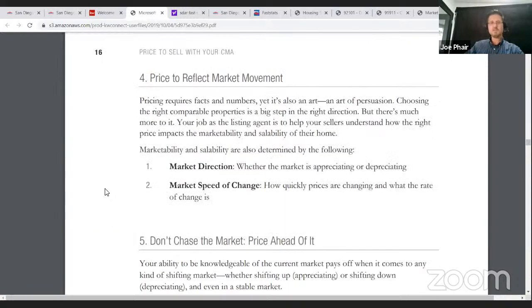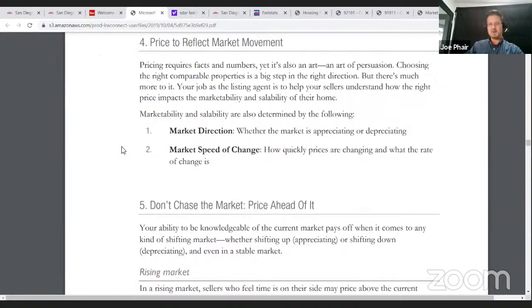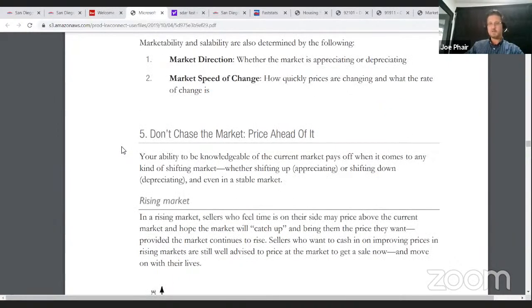So here's another thing to keep in mind. Price to reflect market movement. When prices are going up, you have some leeway. You can price high and the market will meet you there. But if prices are going down and you're overpriced, even when you start trying to drop the price, you're still not at market value because now you're playing catch up. So as it is right now, you guys have leeway on the pricing.